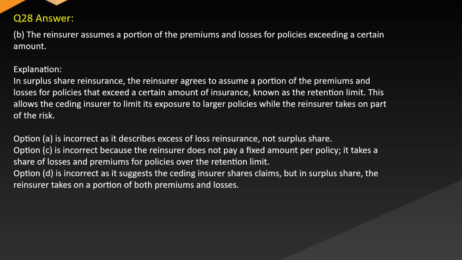Option C is incorrect because the reinsurer does not pay a fixed amount per policy. It takes a share of losses and premiums for policies over the retention limit. Option D is incorrect as it suggests the ceding insurer shares claims, but in surplus share, the reinsurer takes on a portion of both premiums and losses.